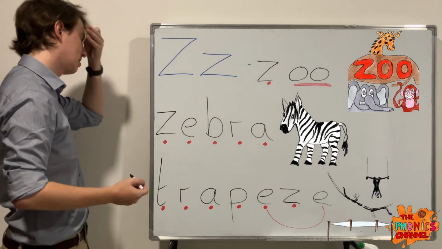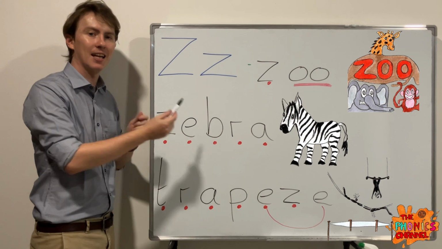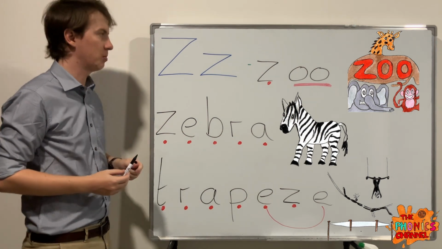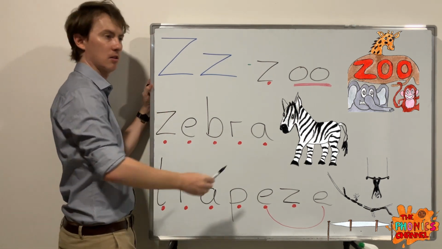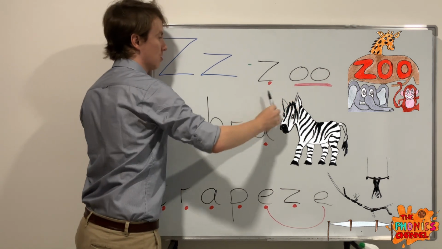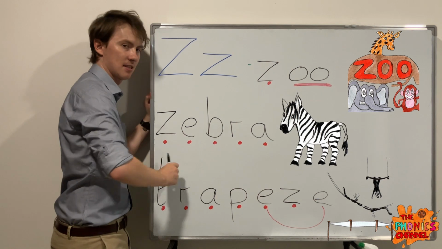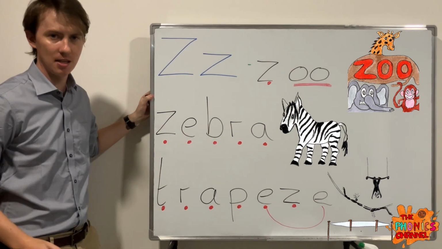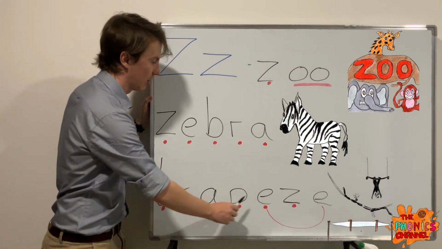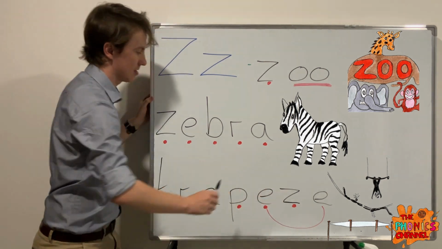Trapeze. Okay, so let's go through them all again. Remember, say it with me at home, that would be great. Z, zoo, z, oo, zoo. Zebra, z, e, b, r, a. Zebra. And trapeze. Trap, ease, trapeze.